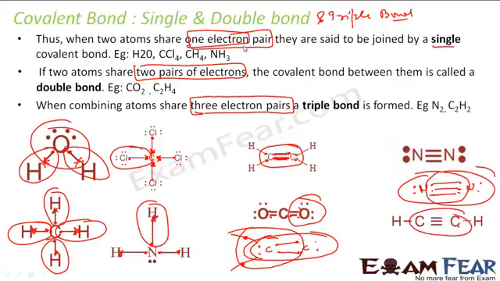Correct? So 1 electron pair is a single bond. If it shares 2 electron pairs, it's a double bond. If it shares 3 electron pairs, it is a triple bond. So Lewis' approach was able to explain the bonding, why it is a single bond, double bond, or triple bond.